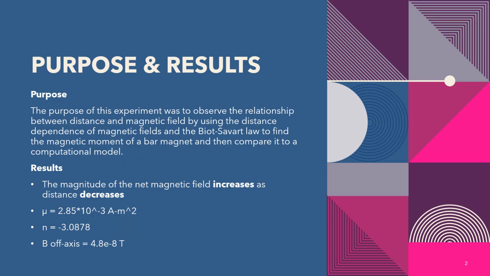The purpose of this experiment was to observe the relationship between distance and magnetic field, using the distance dependence of magnetic fields and the PHYS law to find the magnetic moment of a bar magnet and then compare it to a computational model. The results of the experiment are that the magnitude of the net magnetic field increases as distance decreases. The magnetic moment is 2.85 times 10 to the negative 3 ampere meter squared, and the constant n is negative 3.0878. The B off axis was around 4.8 times 10 to the negative 8 Tesla.